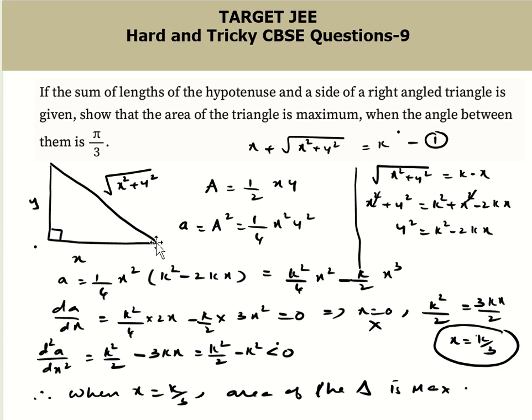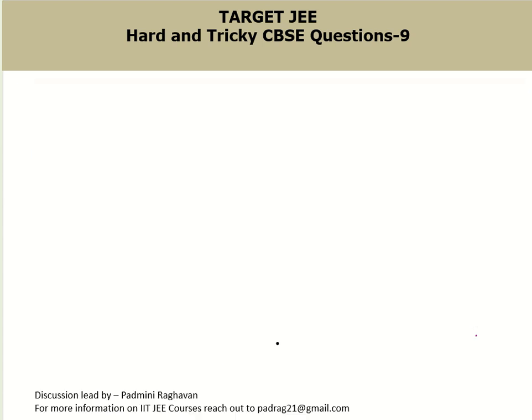Now the question is, what is the angle between these two sides? Which two sides? This side and this side. The sum of these two sides is a constant. We have to prove this angle is going to be pi by 3. We got the value of x as k by 3. Let's get the value of y in terms of k. y square is equal to k square minus 2kx.